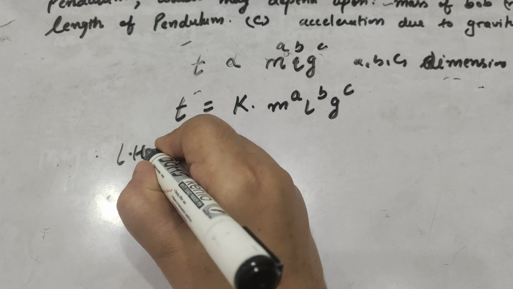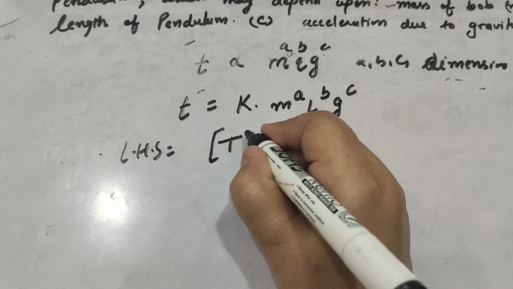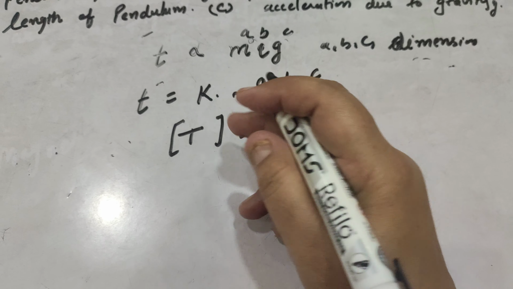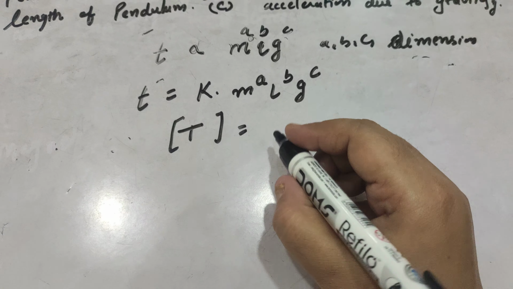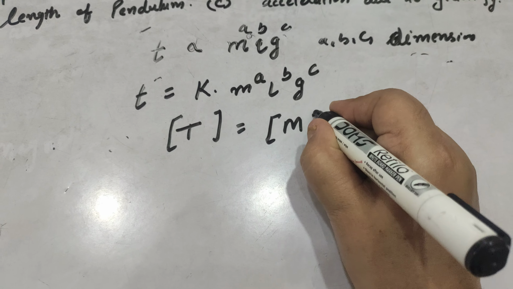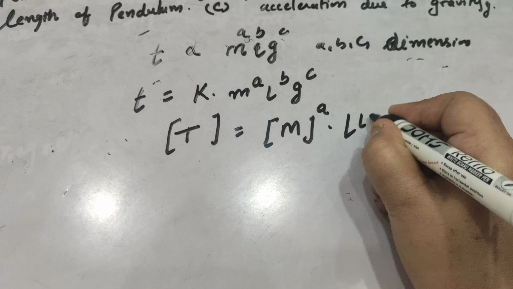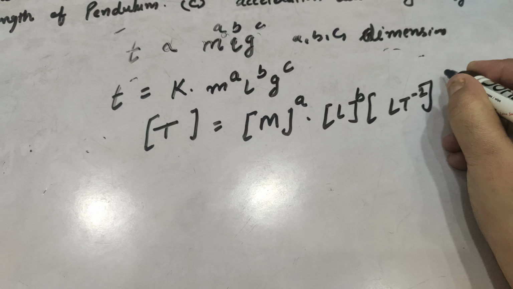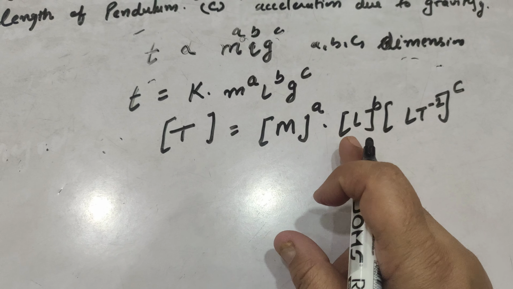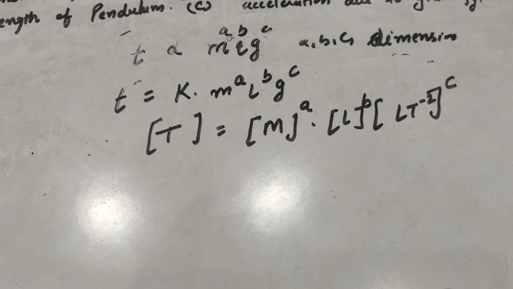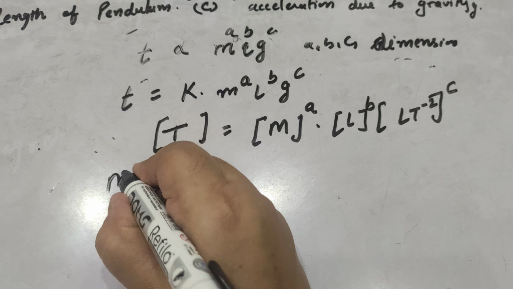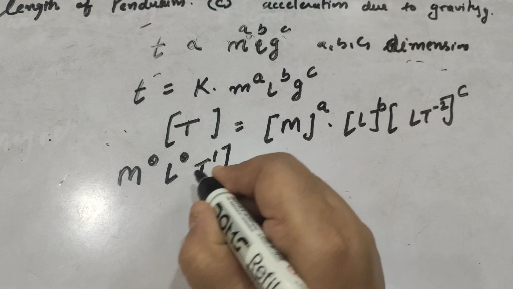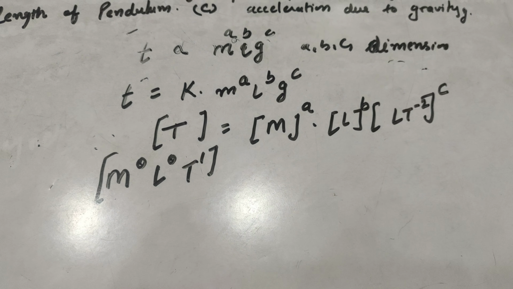Now on the left hand side, the dimension formula is T, and on the right hand side we will do it turn by turn. K, since k is dimensionless, we will skip it. Mass is capital M raised to power a, length is capital L raised to power b, g is acceleration due to gravity, LT^-2, raised to power c. Here it contains all three factors M, L and T, but the left side has T only, so we will express it in terms of MLT: M raised to power 0, L raised to power 0, T raised to power 1, since it does not contain any component of M or L.